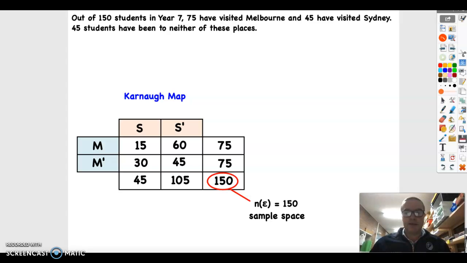So using that epsilon, the number of students in the sample space is 150. For example, we know that the number of students who have been to Melbourne is 75. And here we have an intersection of two sets of students. So the number of students who have been to Melbourne and not been to Sydney must be 60. So that's just 3 examples of what we can read from a Kano map.